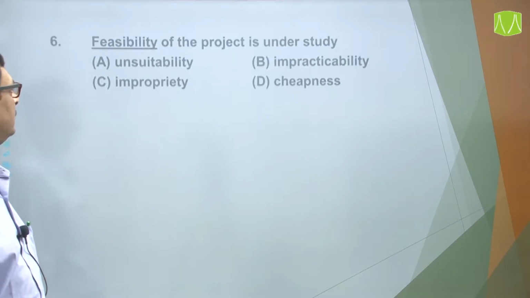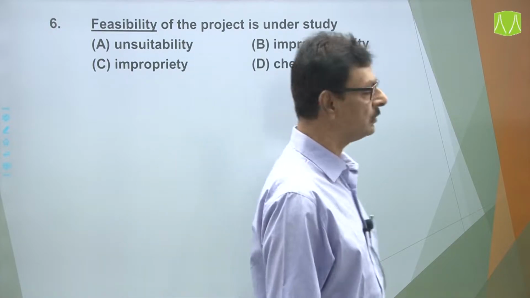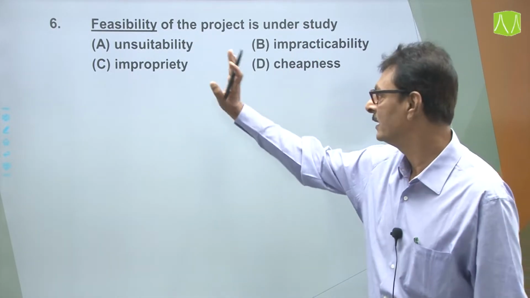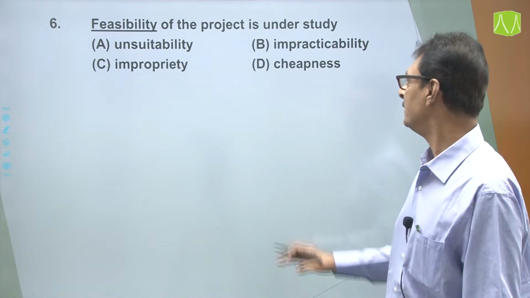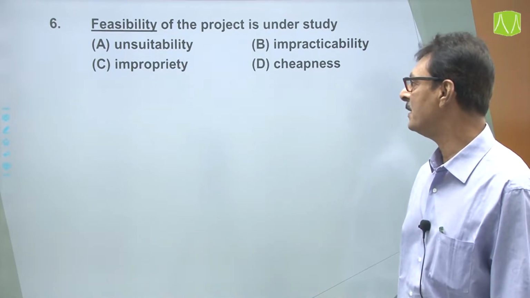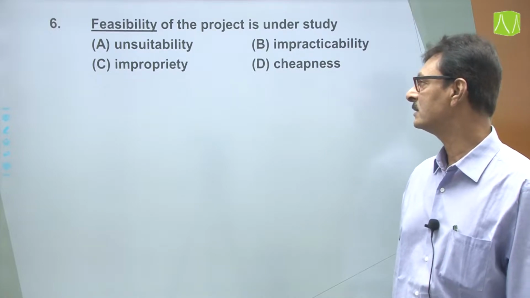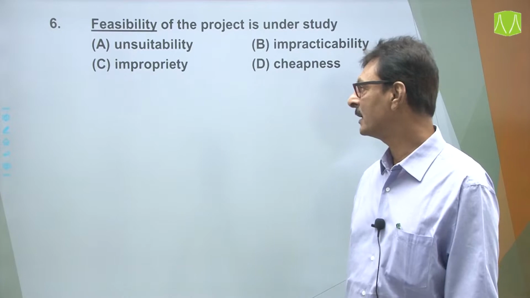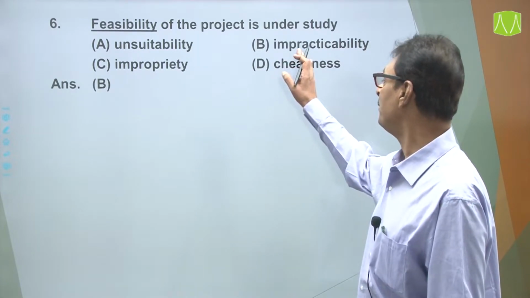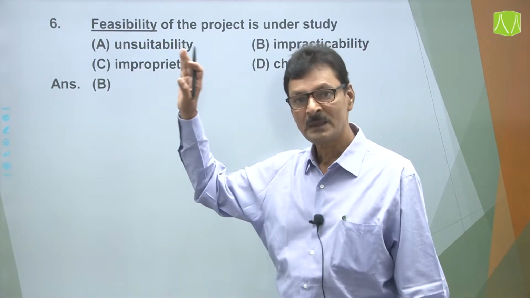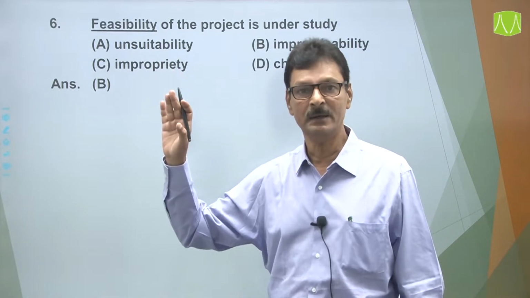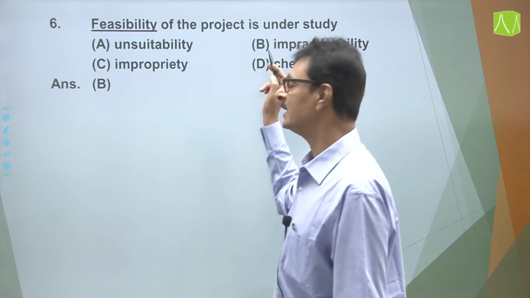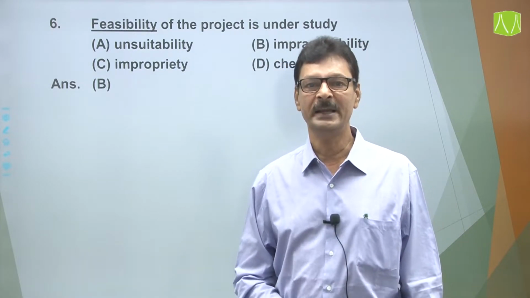Next one, very quickly: feasibility of the project is under study, and the options are unsuitability, impracticability, impropriety and cheapness. What is feasible? जो मुमकिन है, and the correct answer is impracticable. So, feasible is practical or practicable, and the opposite will be impracticable, that is option number B.